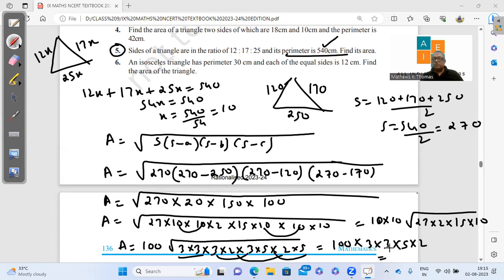So what will happen? 3 3s are 9. 9 5s are 45. 45 into 2 is 90. So 100 into 90. So my answer, I will get 9,000 centimeter square. So 9,000 centimeter square will be the answer to question number 5. The area of this triangle will be 9,000 centimeter square.